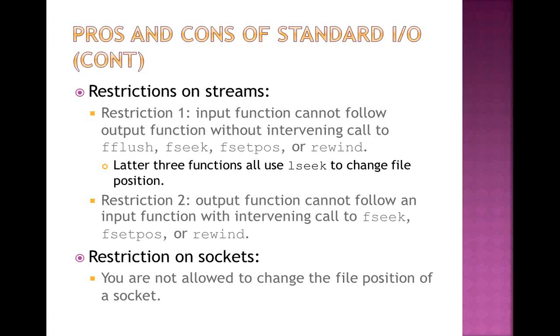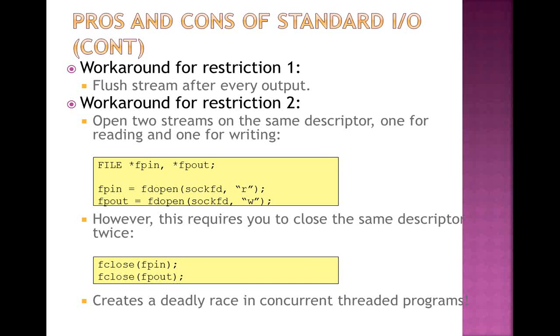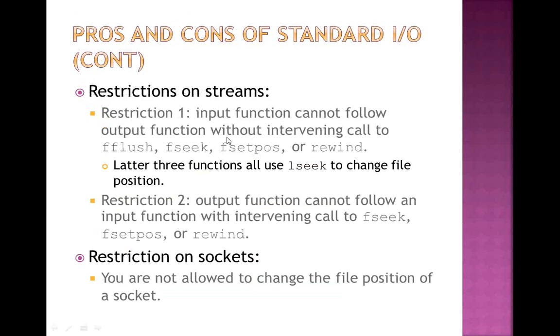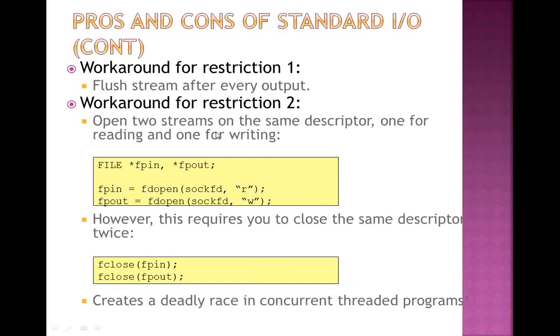Again, the next limitation is that there is also a restriction on sockets. That is, you are not allowed to change the file position of a socket. Automatically it will change, but you are not allowed to change it. Then how to work around restriction 1: flush the stream after every output. This is restriction 1. Then what is the solution for restriction 2? Open two streams on the same descriptor, one for reading and one for writing. That is, one is used for reading and one is used for writing.